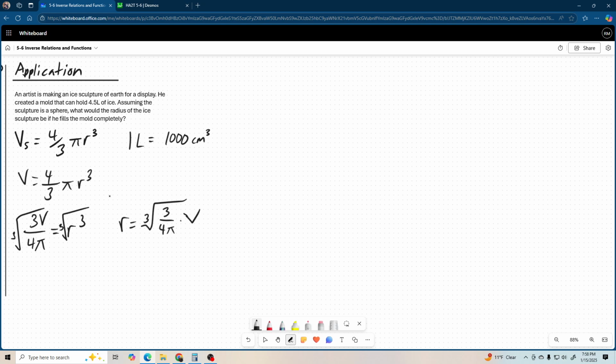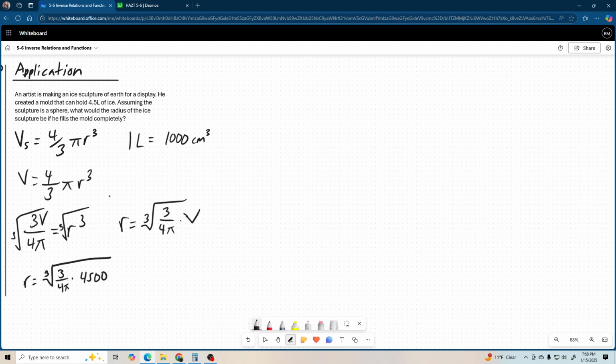Okay, so now we have our new function. What we're trying to solve for is, if we created a mold that can hold 5.4 liters of ice, we know the volume, right? We know the volume is 5.4 liters. And we also know that a liter is 1,000 cubic centimeters, so we know that 4.5 liters is 4,500 cubic centimeters. So all we're going to do is take our volume and substitute that in. So we're going to get r equals the cube root of 3/4 pi times 4,500.